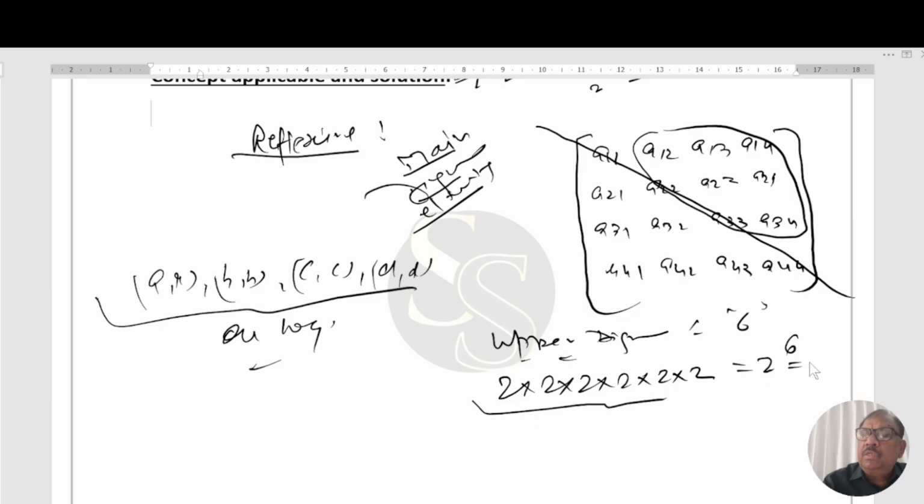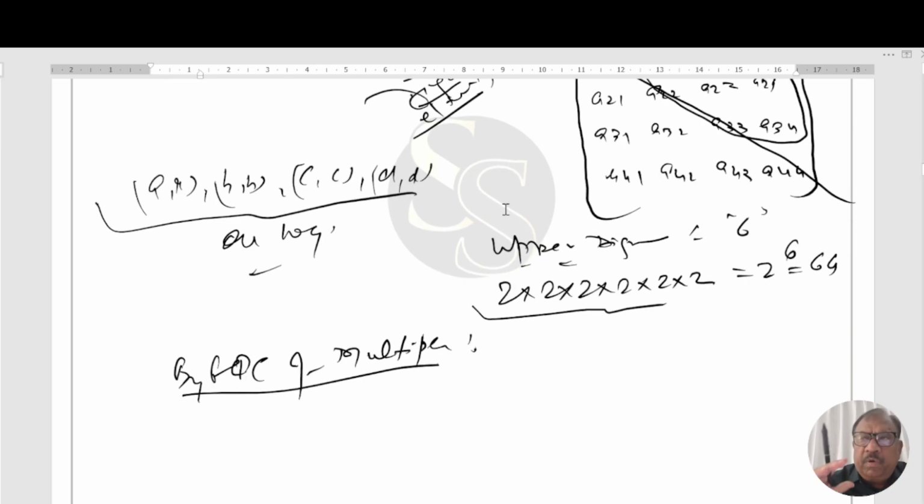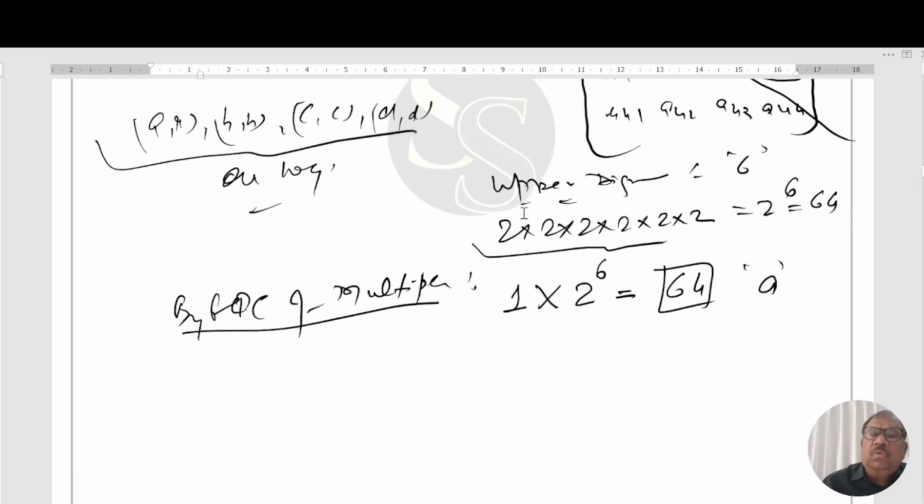2 to the power 6, that is 64, by the fundamental principle of counting (multiplication). It should be reflexive as well as symmetric. The reflexive part has one way, into 2 to the power 6. So this comes out to be 64. Option A is the correct answer. Which 6 pairs will be formed?